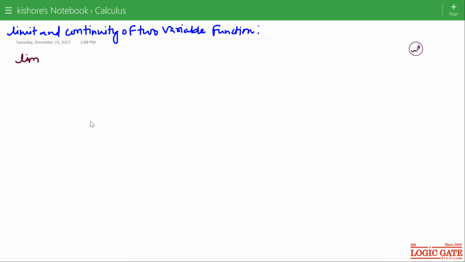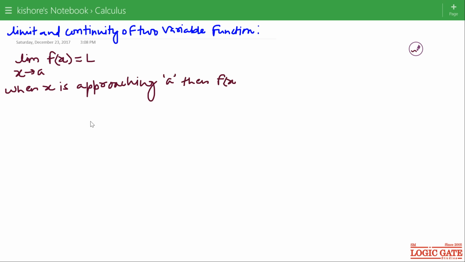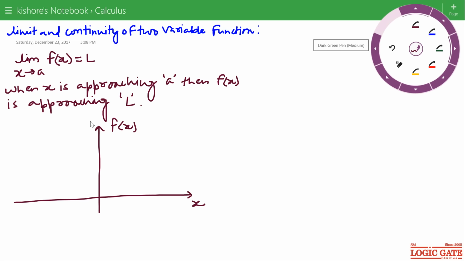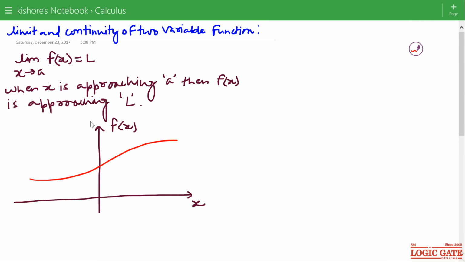function, where limit is defined as limit x tending towards a f(x) is L, which means when x is approaching any arbitrary point a, then function f(x) is approaching the limit L. For example, if f(x) is any function as shown in this figure, here we have any arbitrary point x equal to a, and L is the limit.